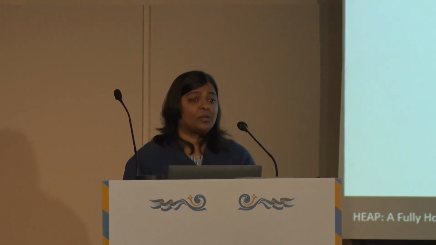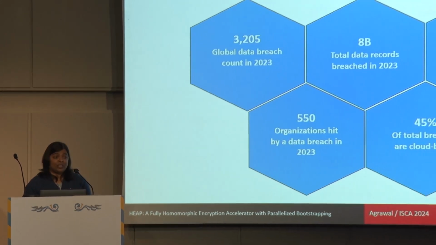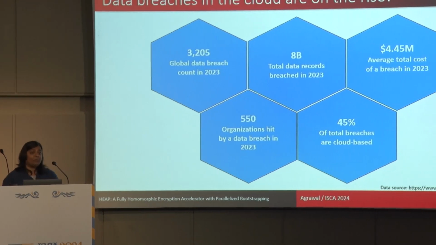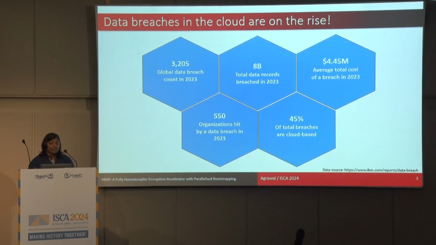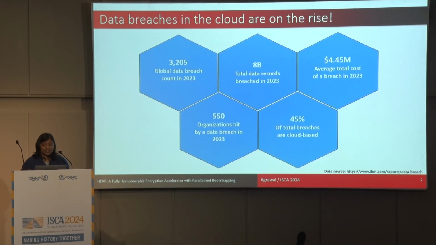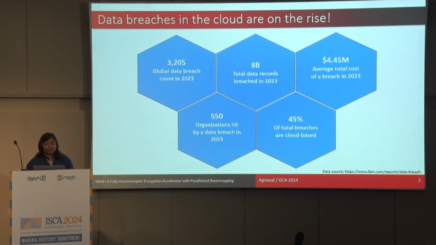As we know, data breaches are on the rise. There were more than 3,000 data breaches in 2023, compromising more than 8 billion data records. The average cost of a data breach worldwide also continues to rise steadily, reaching $4.45 million just in 2023. And even though various data security and privacy measures are in place in the cloud, about half of the total data breaches were cloud-based. So can we do anything different to protect the data in the cloud?